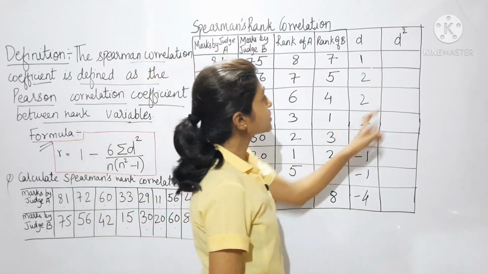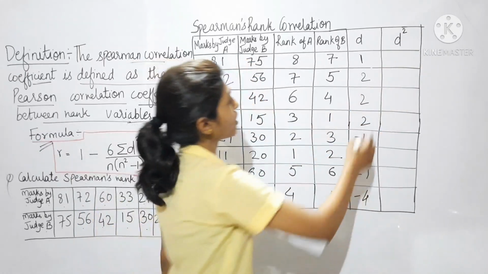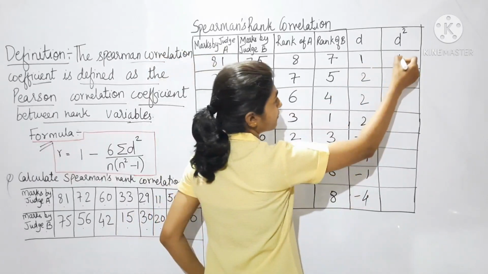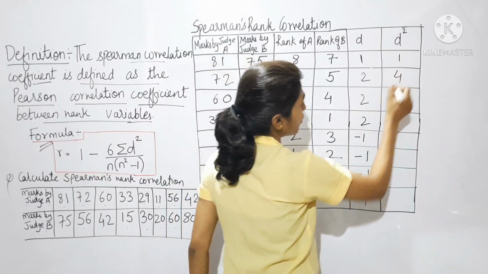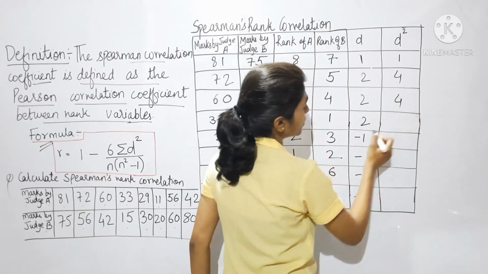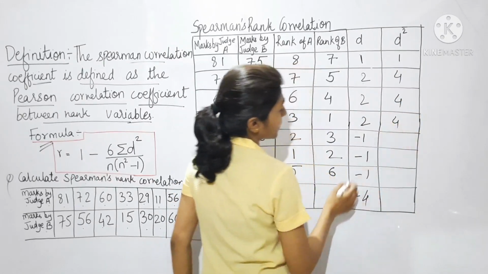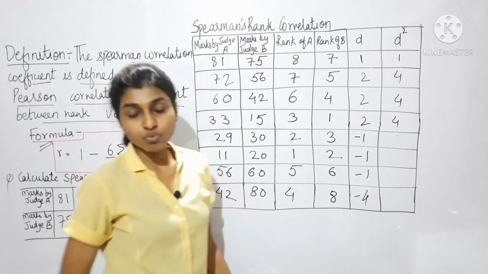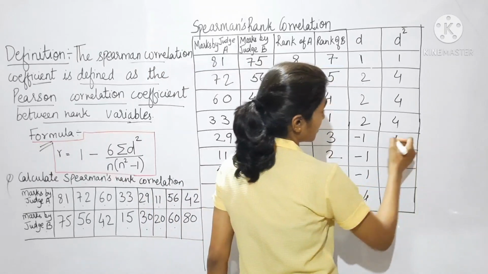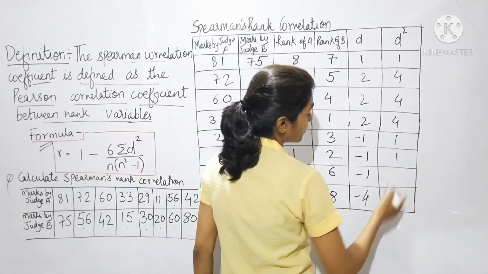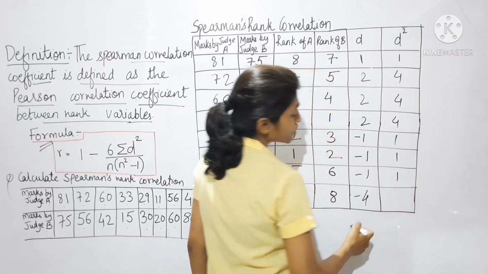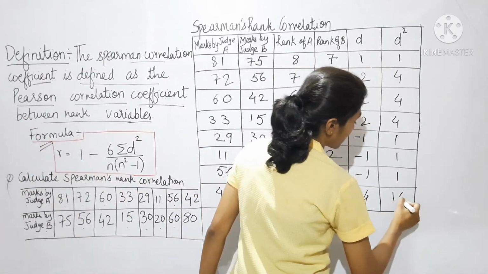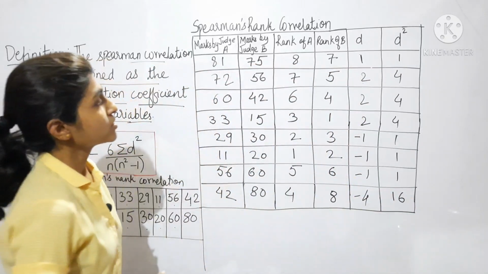Okay, now next is what? D square. D square is the square of D. Square of 1 is 1. Square of 2, 4. Square of 2, 4. Square of 2, 4. Square of minus 1 will be 1. Square of minus 1, 1. Square of minus 1, 1. Square of minus 4, 16. So now I have got D square.